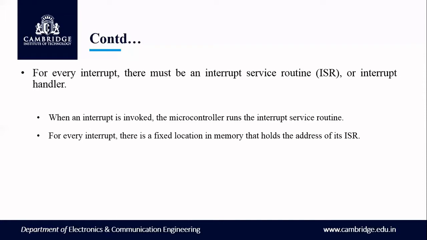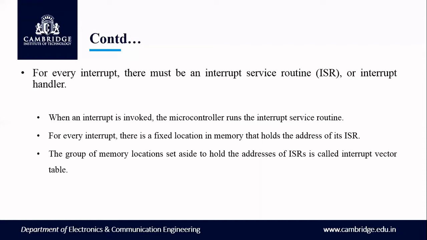For every interrupt, there is a fixed location in memory that holds the address of its ISR. This is very important. A fixed memory location is allocated for the interrupt service routine with a particular interrupt vector. So we need to understand what space is allocated. The group of memory locations set aside to hold the addresses of ISRs is called the interrupt vector table. Knowing the interrupt vector table is very important if you are writing assembly code.